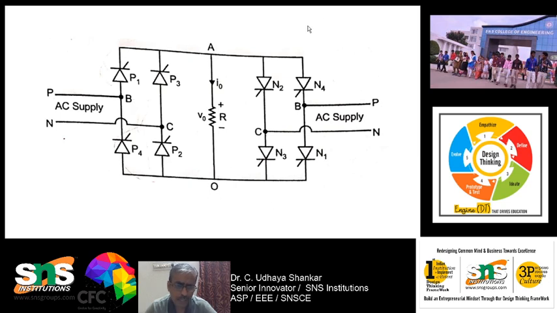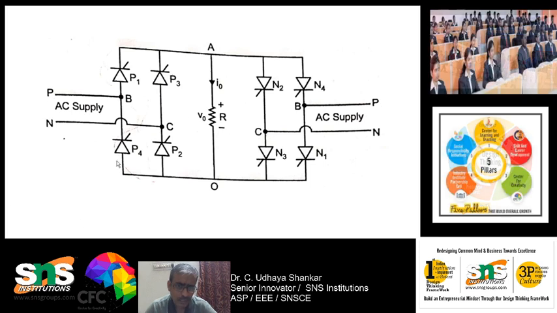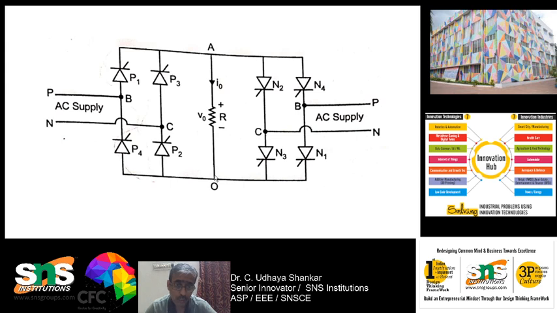What happens during the negative half cycle? This will be negative and this will be positive, and P1 and P2 will be reverse biased, whereas P3 and P4 will be forward biased, and again you will be giving the supply through C, P3, A, O, and P4, B. So this is how it works.